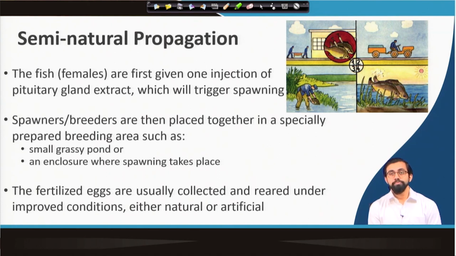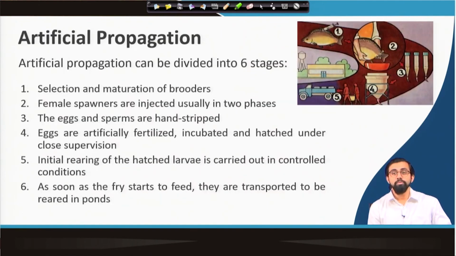It's very famous even nowadays all over the world, but in order to go for a more intensive aquaculture system, sometimes, and also based on the demand of the species, we have to go for the third and last propagation method that we are going to discuss, which is the artificial propagation system.